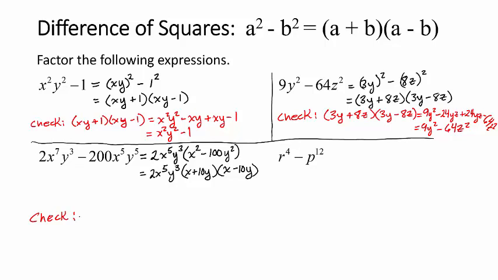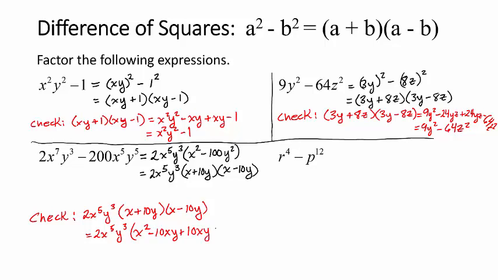So let's check it. We'll go back the other direction and see if we get the original statement that we started with. So 2x to the fifth y cubed times the quantity x plus 10y times x minus 10y. I'll take it down here since we're running out of room. 2x to the fifth y cubed. We're leaving that first GCF alone. We're going to do the FOILing first. x times x is x squared. x times negative 10y is minus 10xy. 10y times x is plus 10xy.